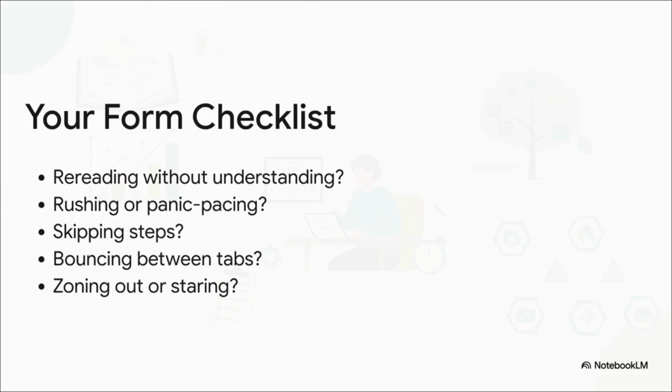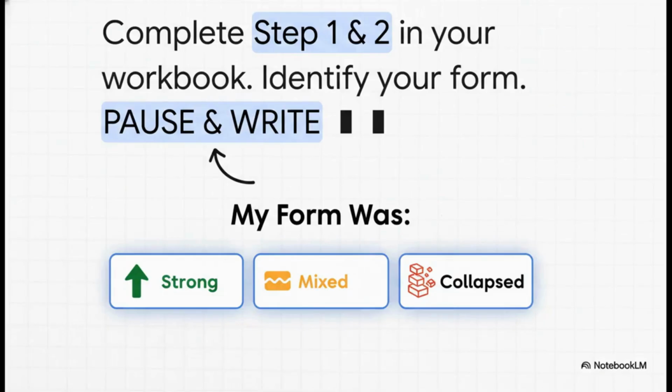Were you rereading things without understanding? Were you rushing, zoning out? Just check any of the boxes that apply to that moment. Okay, so based on the boxes you checked, decide if your form in that moment was mostly strong, mixed, or collapsed. And remember, this isn't about judging yourself. It's just about learning to read your own signals a little better. Go ahead and take a few minutes now to complete steps 1 and 2.